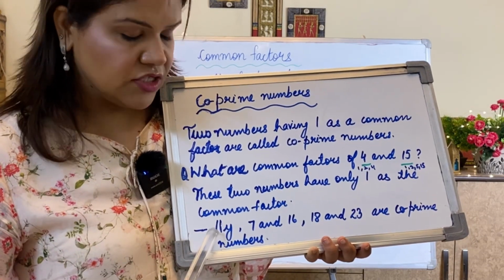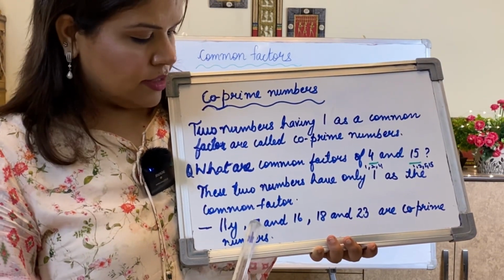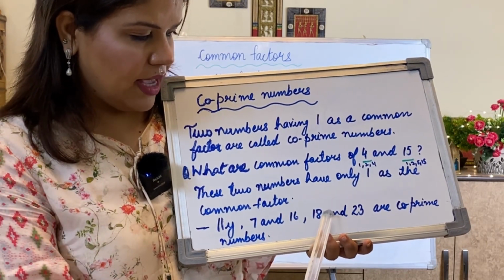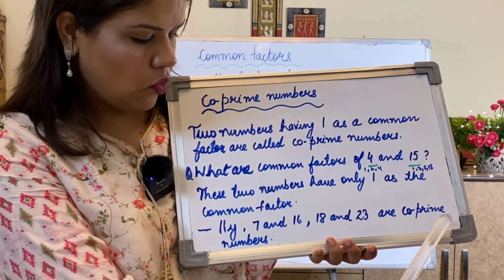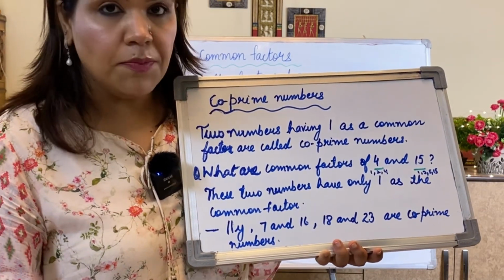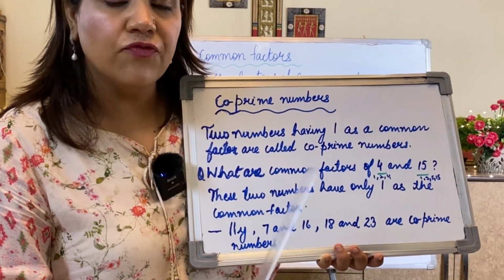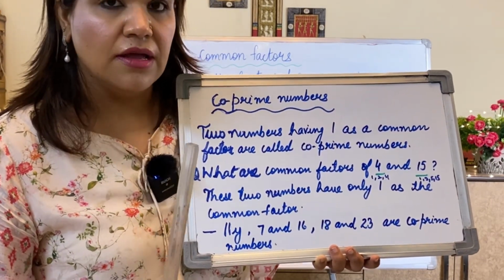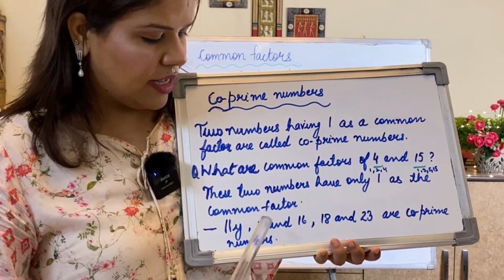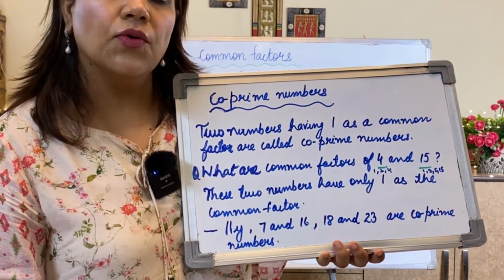This is the sign of similarity in mathematics. 7 and 16, 18 and 23 are co-prime numbers. You can see that 16 and 18 are not prime numbers. But 7 and 16, since they have only one factor, that is 1, as a common factor, that's why they are acting as prime numbers to each other. And that's why they are called co-prime numbers.